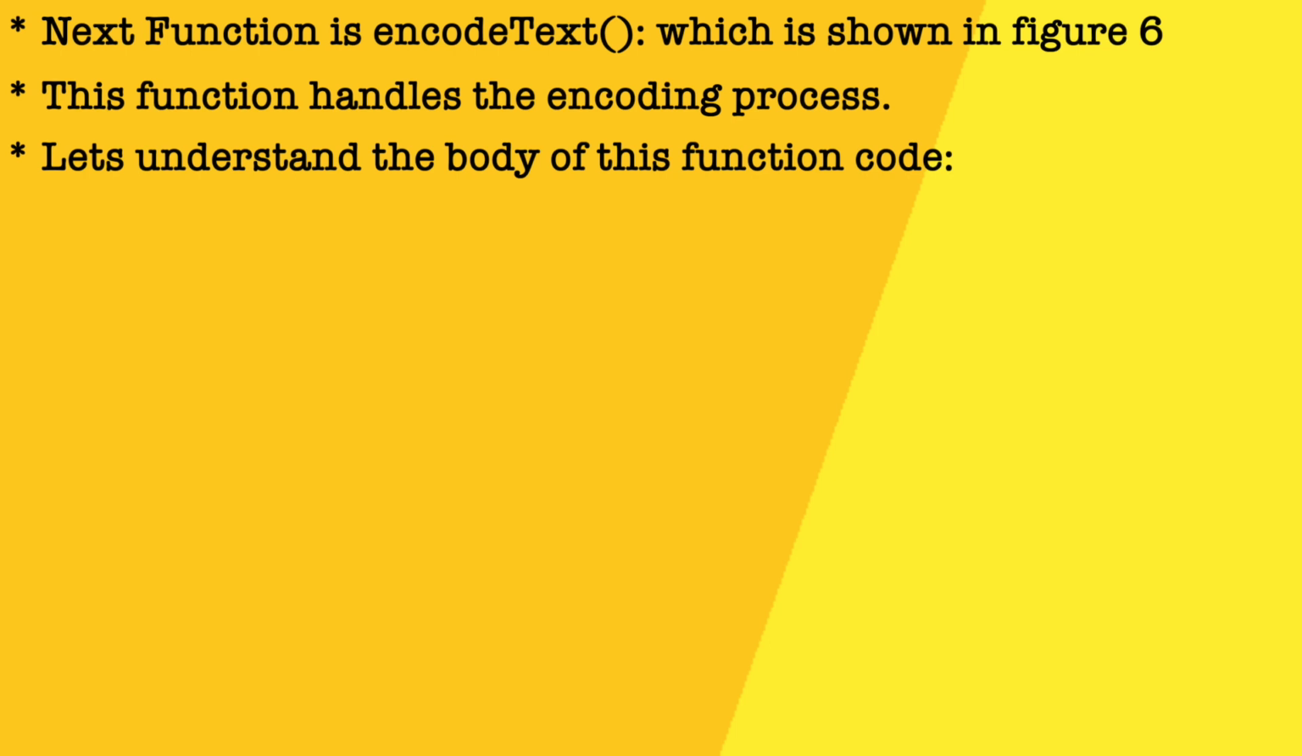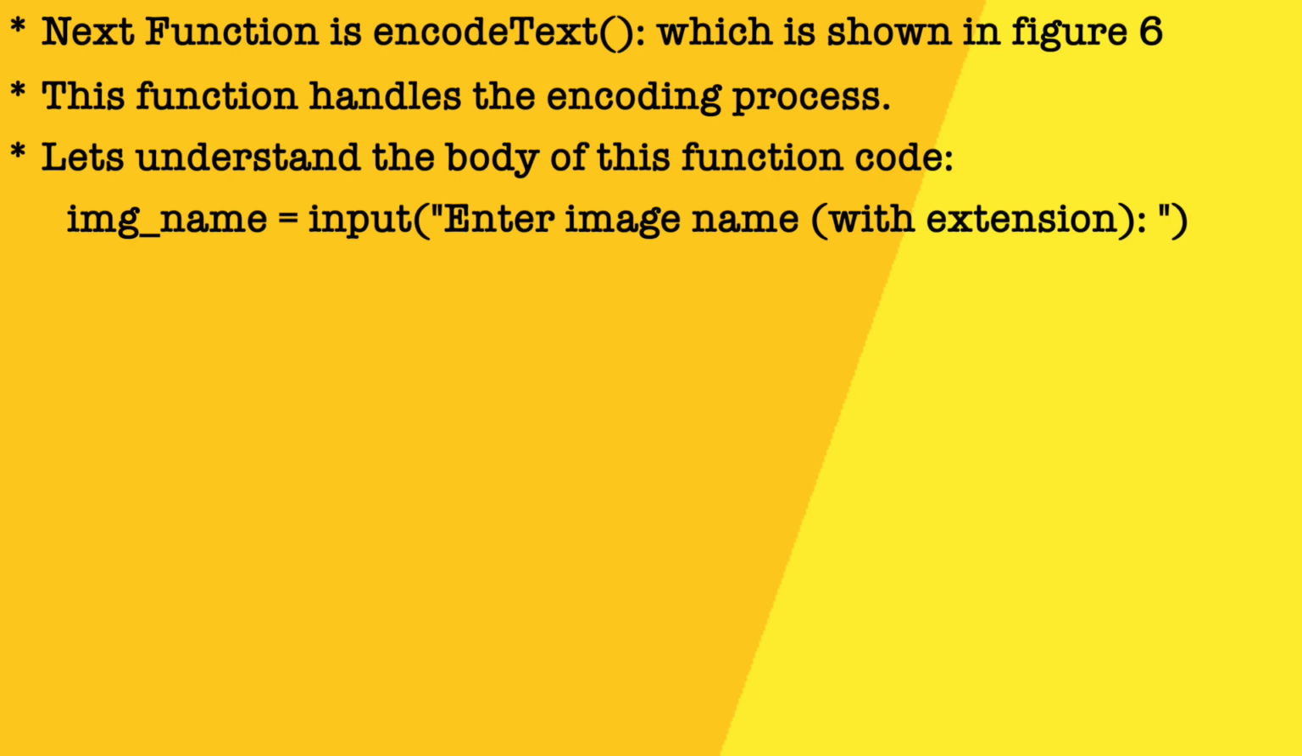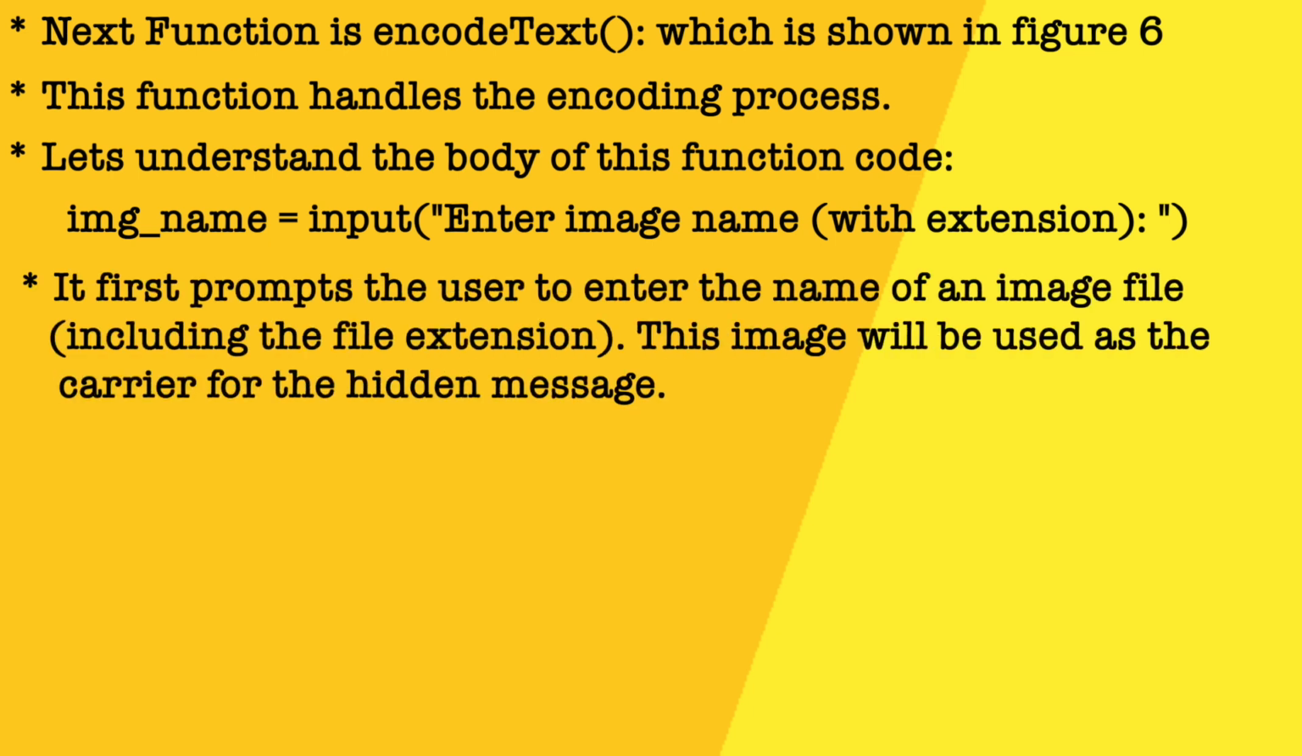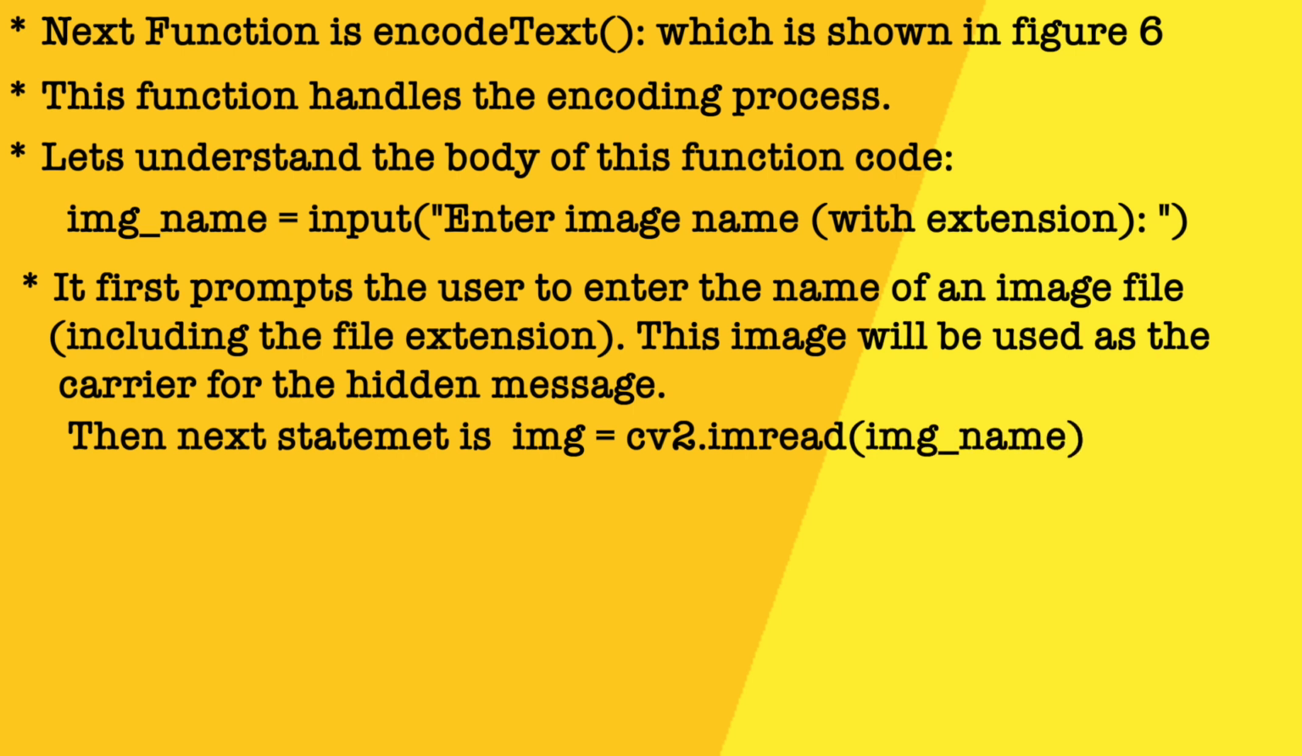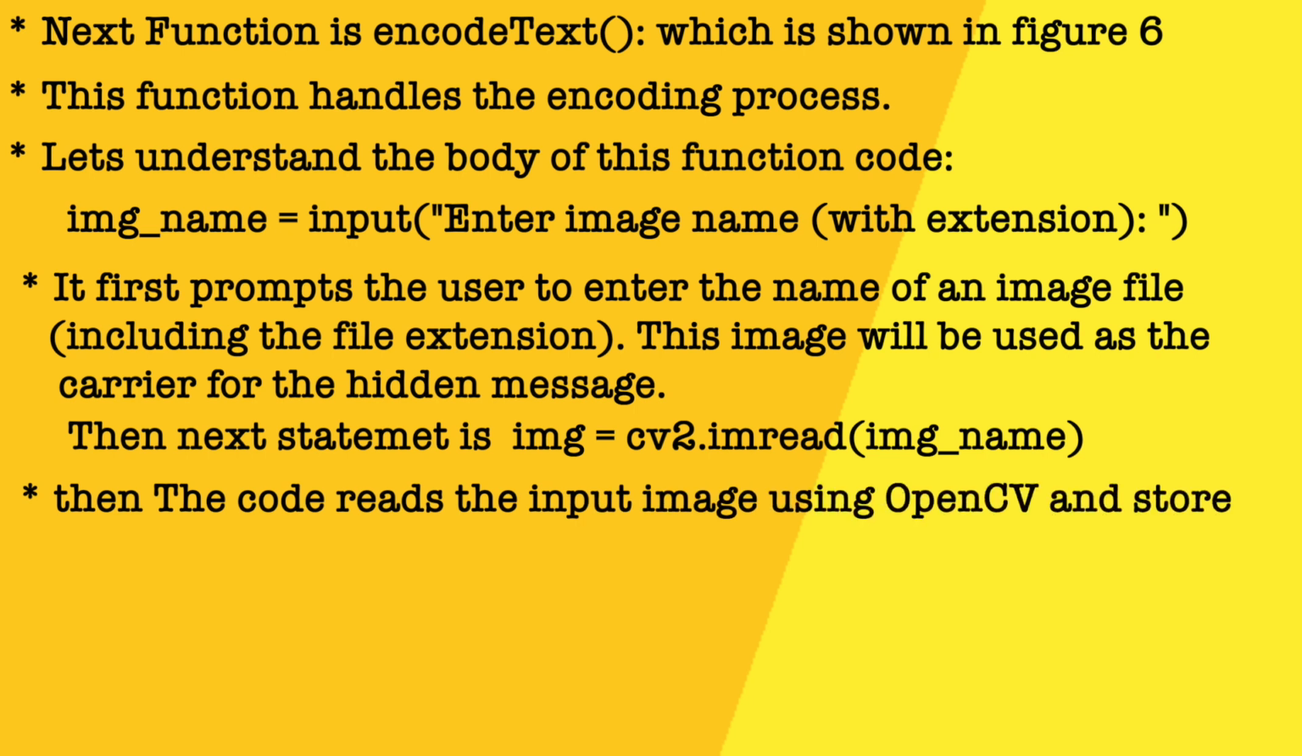The first line of this function is image_name equal to input and prompt: enter the image name with extension. This first prompts the user to enter the name of the image file, including the file extension. The image file will be used as the carrier of the hidden message. The next statement is img equal to cv2.imread method. Then the code reads the input image using OpenCV and stores it in the image variable.